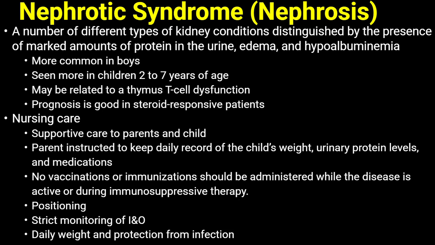Nursing care focuses on monitoring daily weight, intake and output, urine protein and edema, preventing infection, and teaching parents how to monitor the child at home. Live vaccines should be avoided during immunosuppressive therapy. NCLEX Pearl: proteinuria plus edema plus hypoalbuminemia equals nephrotic syndrome. Daily weight is the best indicator of fluid status. Monitor for infection, a major complication. Most children respond well to corticosteroids.